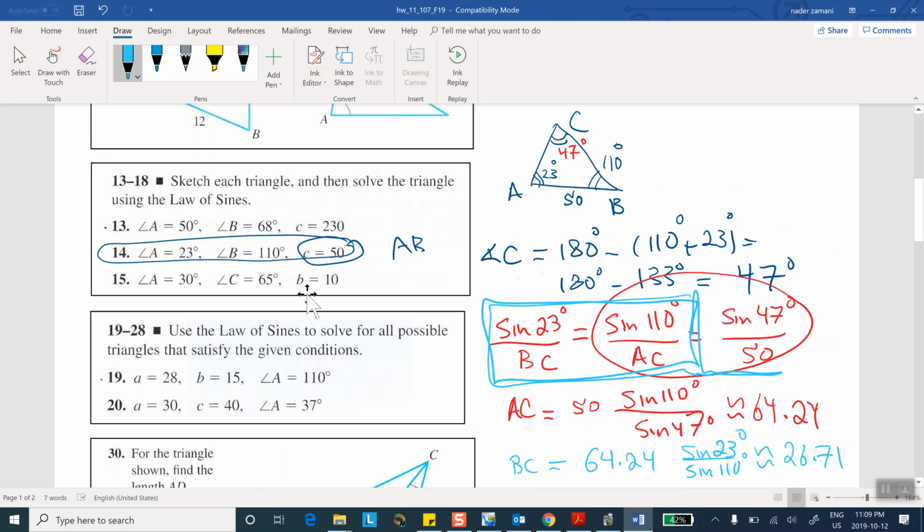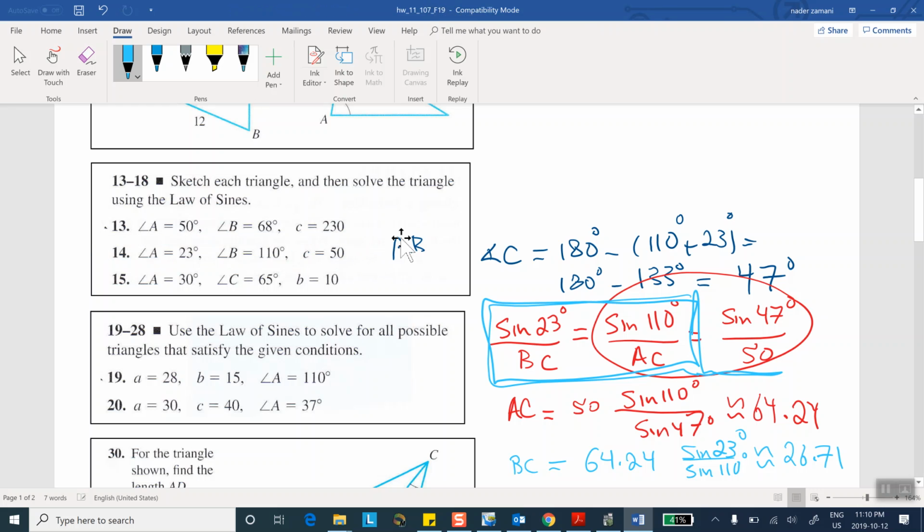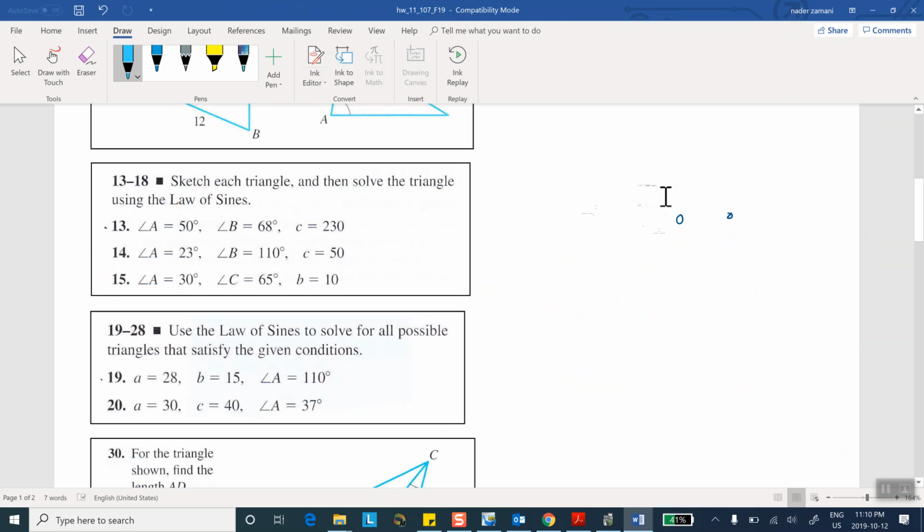Yep. Number 15, let's do number 15 now. Let's get rid of all this stuff here. Okay. All right. Let's do number 15.